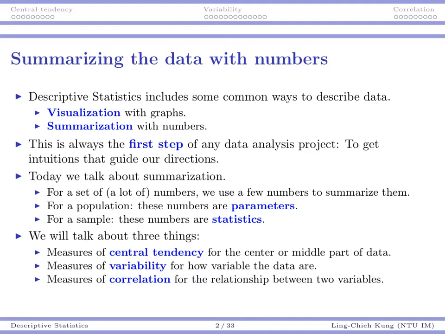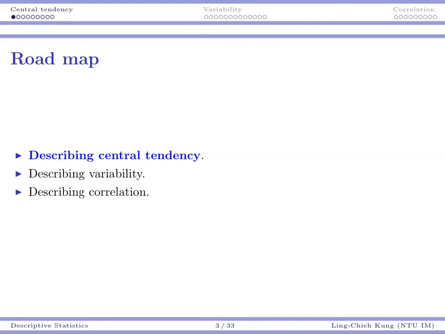And there are three different things to measure. Either we want to measure the central tendency of a set of data, or the variability of a set of data, or the correlation between two sets of data. So we're going to have different measurements for different categories. That's our plan for today. So in this first video, I'm going to talk about measurements for central tendency.